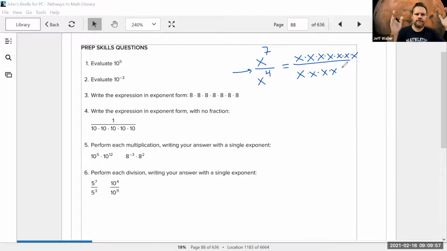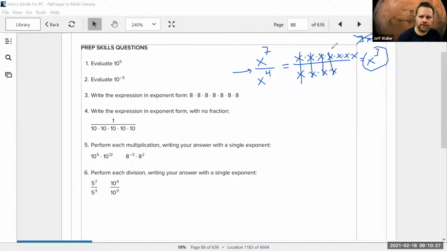How many x's cancel? Because division is the opposite of multiplication, of course. 4 x's cancel. So that would be 3x. Be careful. How do you say it correctly? X to the power 3. X cubed, x to the 3rd power.